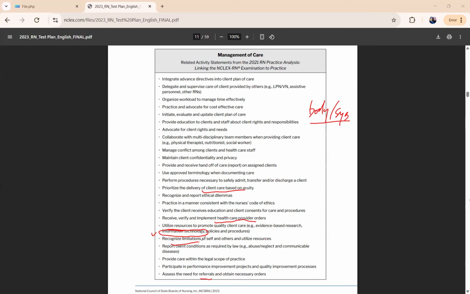Now, participating in performance improvement projects, the quality improvement process. Yes, there are a lot of them on the NCLEX exam. Staff teaching, staff education. That is a performance improvement project, whereby you learn about a new thing. It might be infection control, it might be anything, maybe about treatment of a certain patient or a different condition. It's just a form of teaching, right?